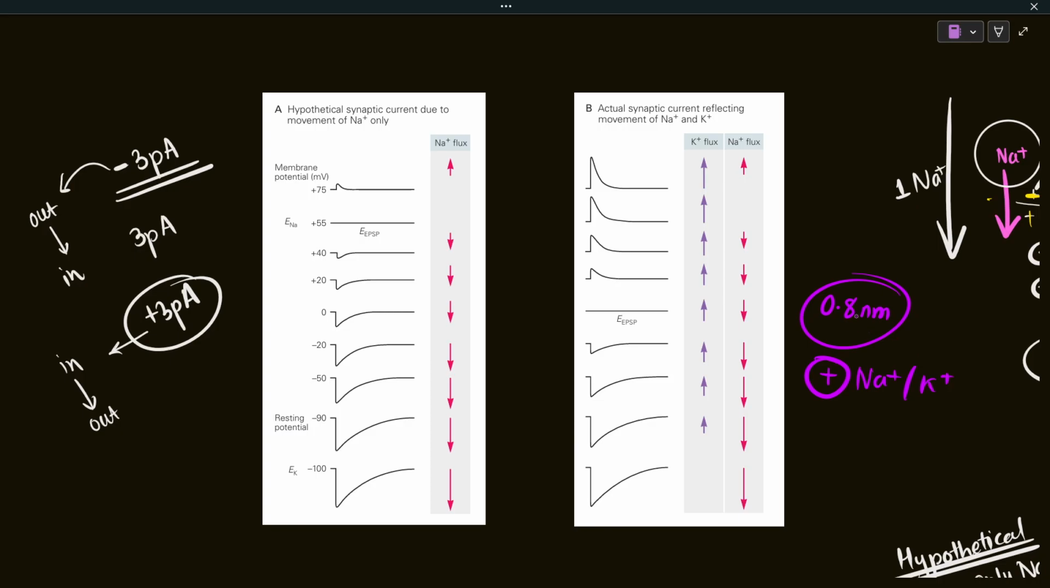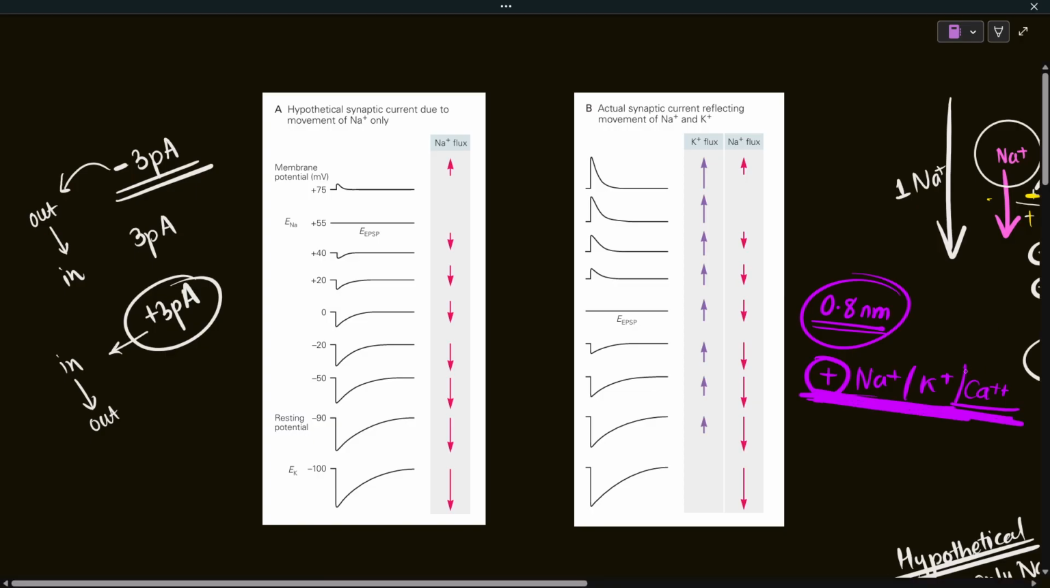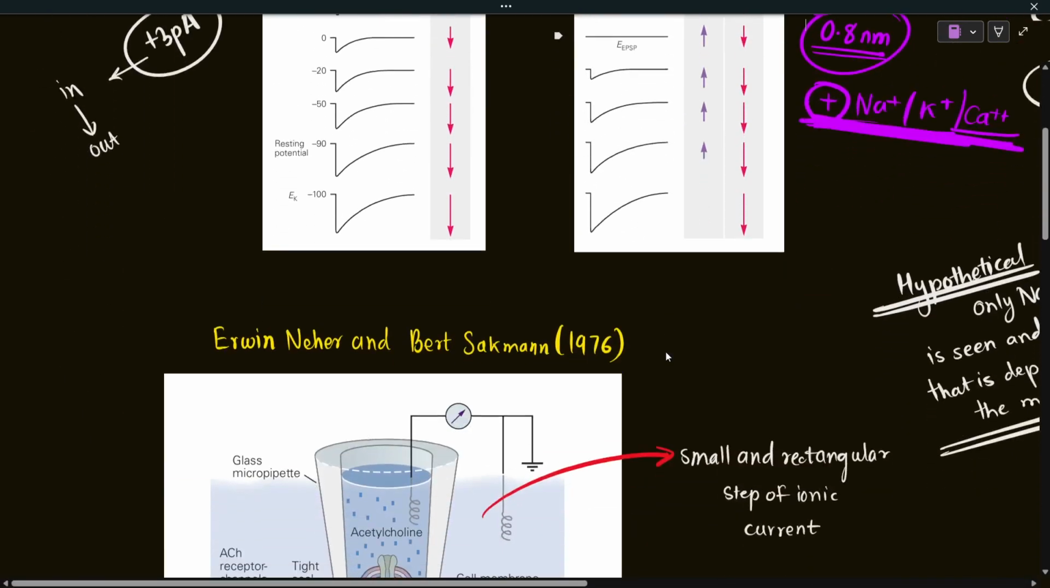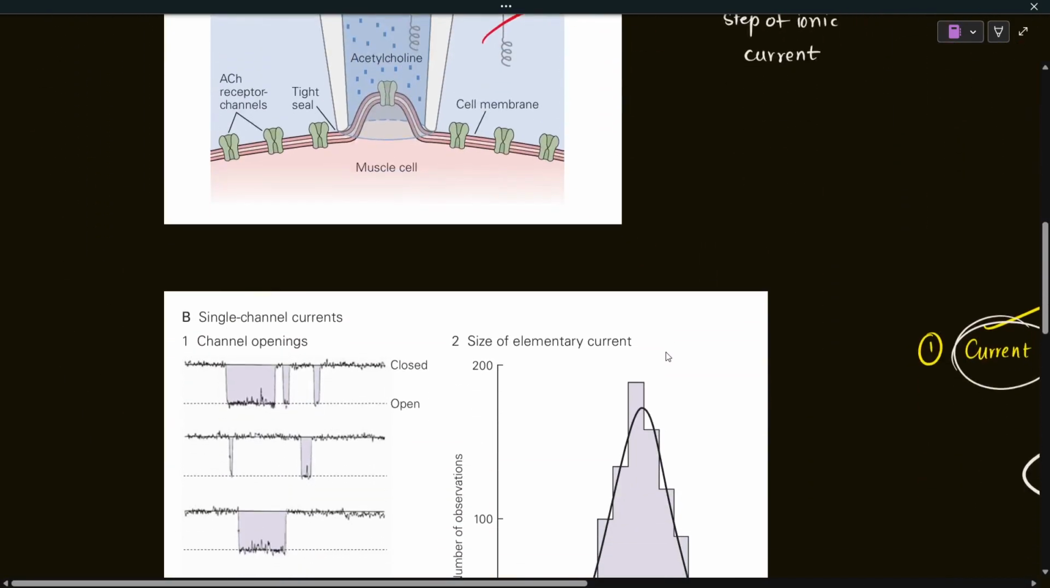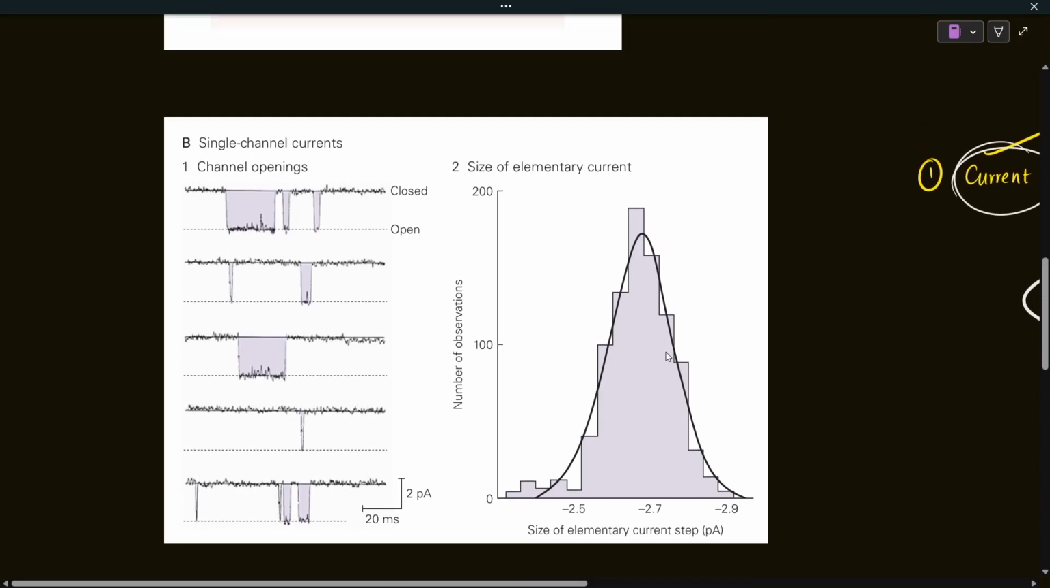And then it was seen that the 0.8 nanometer large pore is enough. It also lets through the divalent ion, the calcium ion. So through the acetylcholine receptor, all kinds of cations that are present in the neurons and the extracellular matrix can pass through, but it won't let through an anion. This was experimentally proved, and electrophysiological measurements also support this theory that the acetylcholine receptors are cationic ion channels.